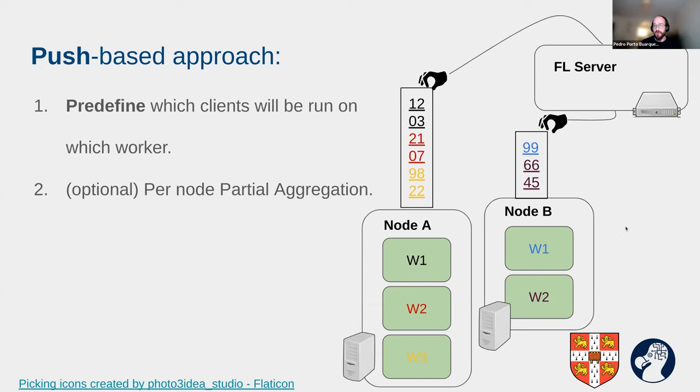Another approach, and this is the approach that we take in our submission, is this push-based approach, where the server will predefine which clients will run where. In addition, it will also allow the nodes to perform a kind of partial aggregation, meaning that if your aggregation strategy, like federated averaging, allows for the associative property, then you can pre-accumulate, pre-aggregate the partial results from your workers before you send this back to the server. So this is the approach that we do.